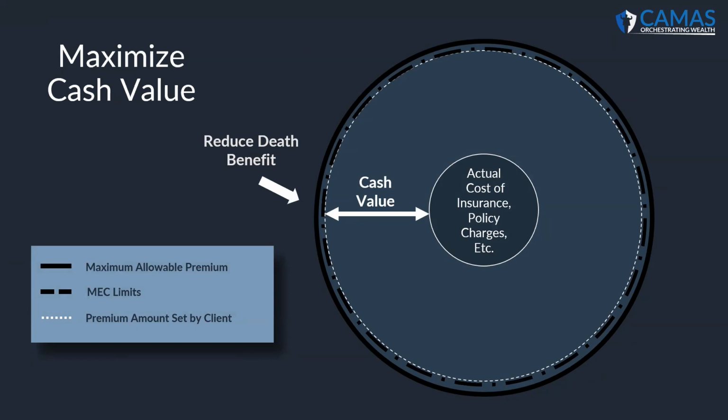But to do that, we want to reduce the death benefit as low as we can without violating the IRS's rules on the size of that death benefit, because it still needs to be treated as a life insurance policy. So there again, reduce the death benefit, reduce the mortality cost, the charges inside the policy, get it as low as it can be, and grow that tax-free cash value so you can access it tax-free when and how you want to.